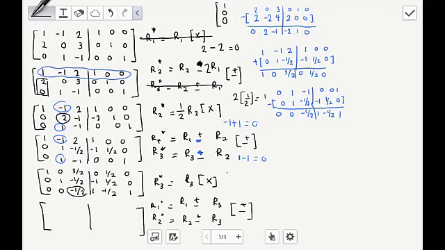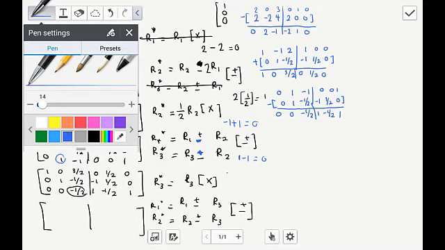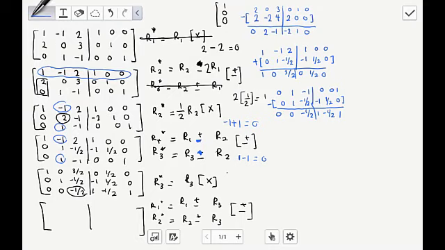Okay, so you have to think, what do you do with negative 1? What do you multiply with negative 1 over 2 so that you get 1? Okay, students, what do you do here? Obviously, we will multiply with negative 2. So what I'm going to do with row 3 is, I'm going to multiply with negative 2.